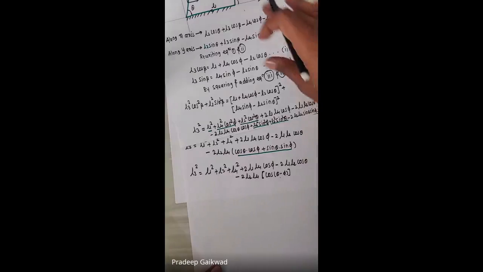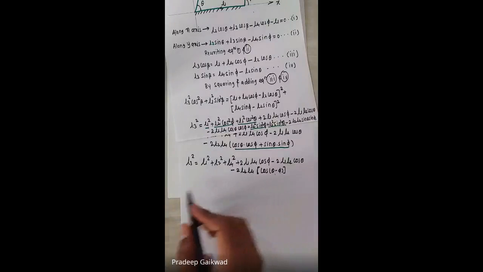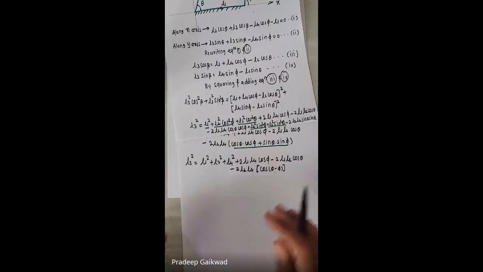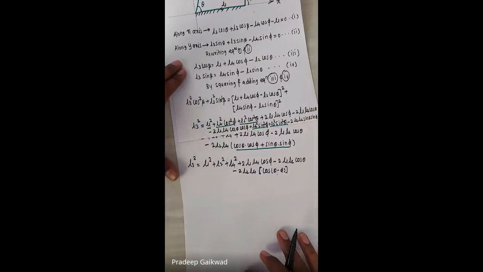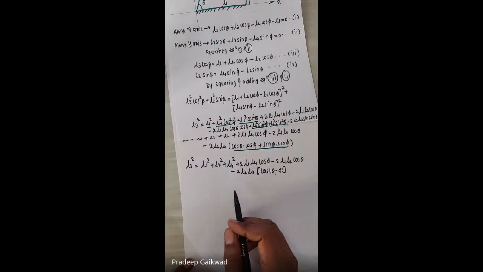Okay, now cos of theta minus phi. Further, in order to get the desired equation, what we'll do here is divide this whole equation by twice L2 L4.